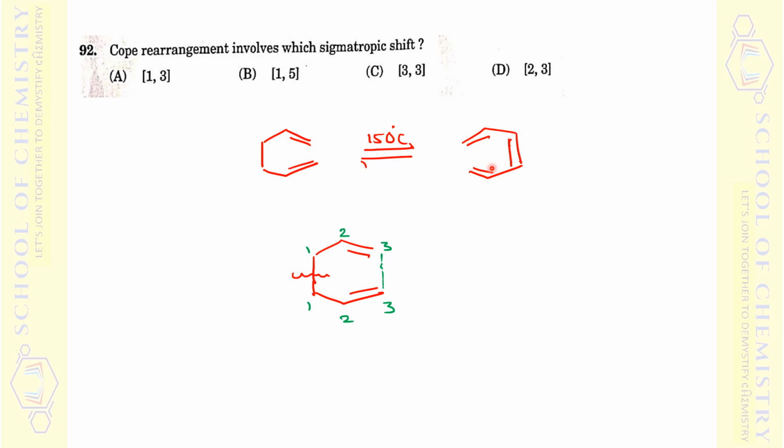So to decide which type of sigmatropic rearrangement this reaction is, what we should consider is the bond that is being broken.